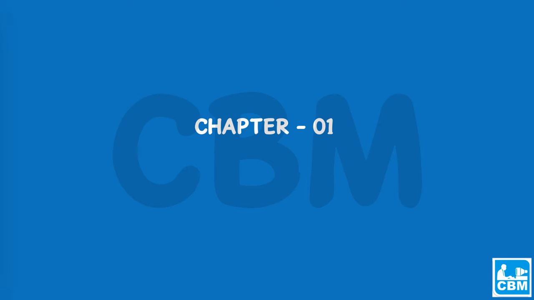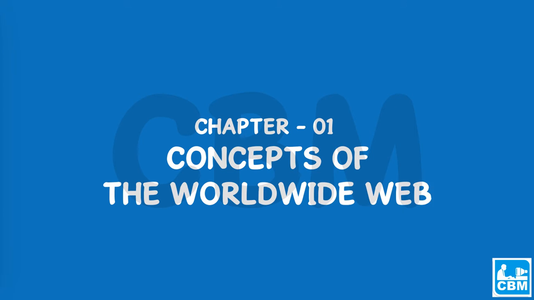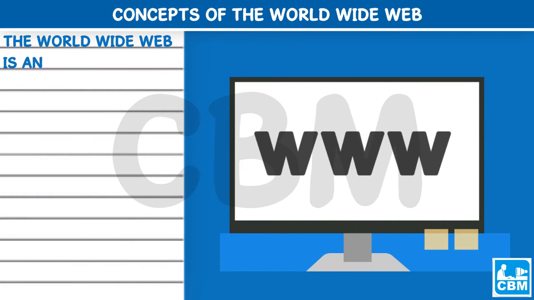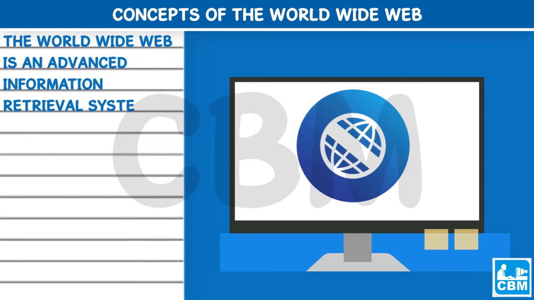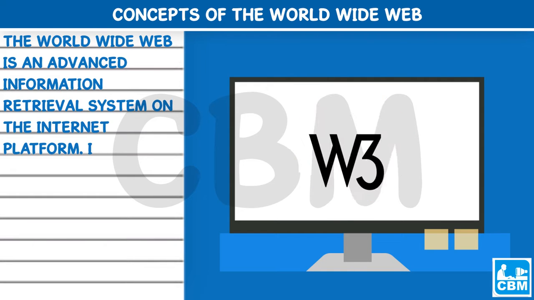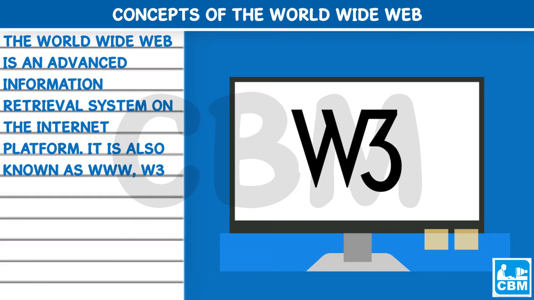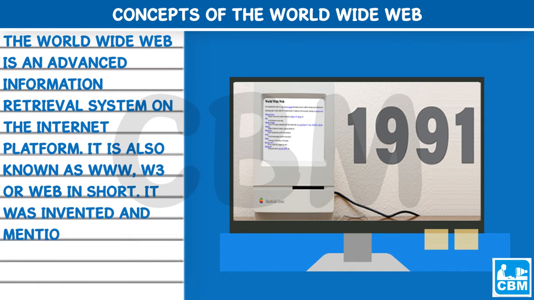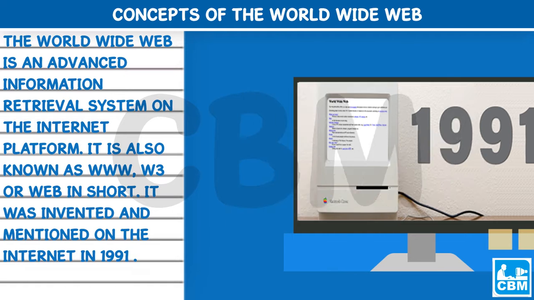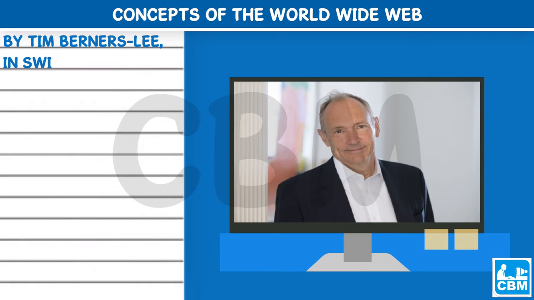Chapter number 1, Concepts of the World Wide Web. The World Wide Web is an advanced information retrieval system on the Internet platform. It is also known as WWW, W3 or Web in short. It was invented and mentioned on the Internet in 1991 by Tim Berners-Lee, in Switzerland.